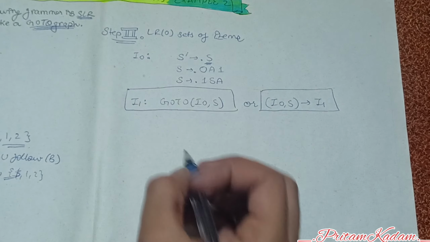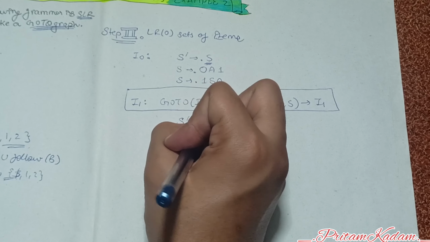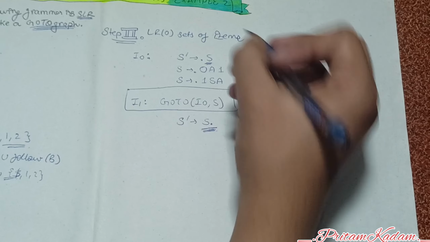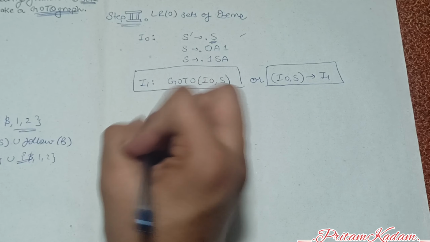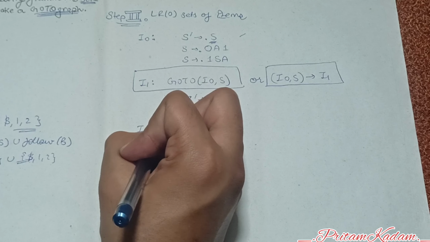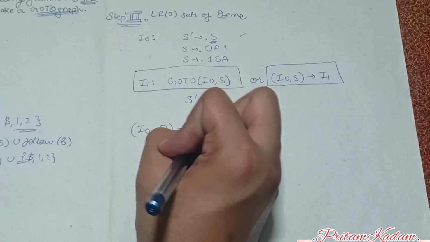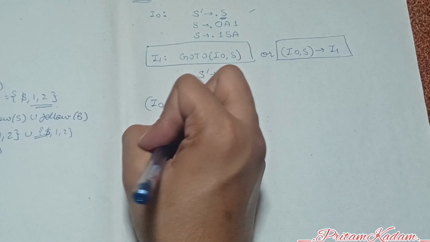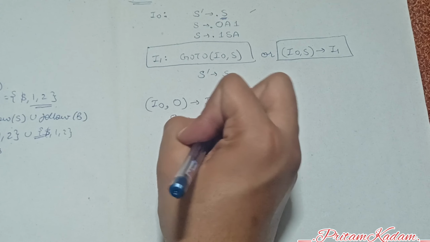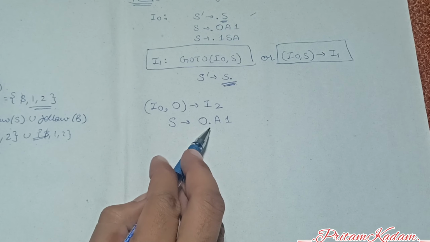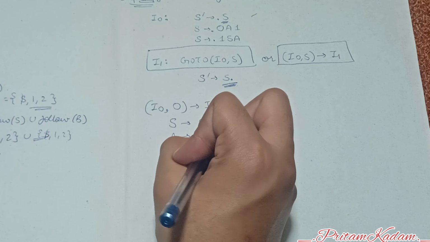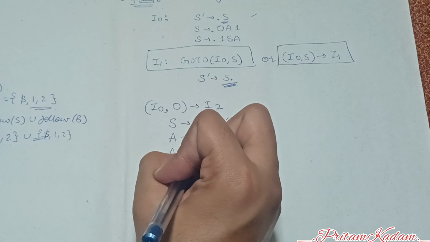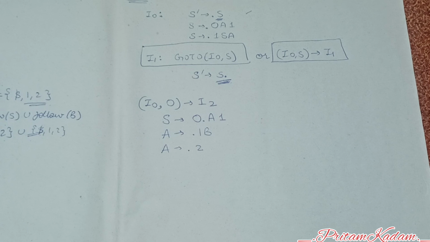Okay, so on passing S, the dot is shifted towards the right and we have the production as S' gives S dot, and it is a complete state. Now we will proceed to the next one, that is S gives 0A1. On passing 0 in the I0 state, we will get I2 and we will shift the dot after 0. So we have a non-terminal, that is A, so we will write the productions of A now. First production of A and then the second one.